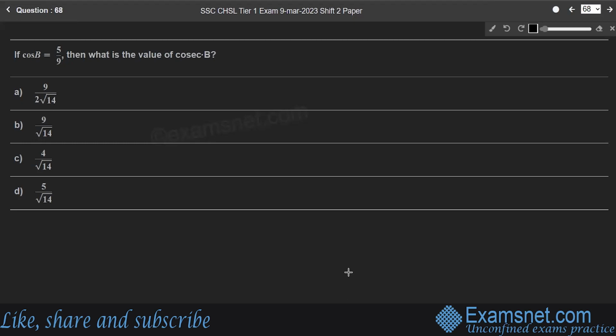Question 68. If cos B is equal to 5/9, then what is the value of cosecant B? We cannot directly relate cos and cosec, right? There is a function sine which is related to both cosecant and cos, because sine square B plus cos square B is always 1, and cosecant B is equal to 1 by sine B. Inverse of sine is cosecant. Therefore, to find cosecant B, we need to find sine B. For sine B, we need to use the first relation.